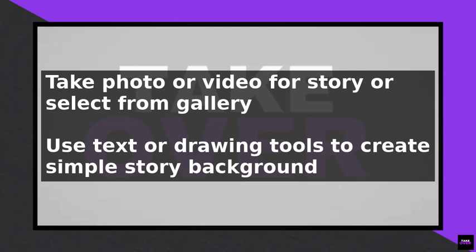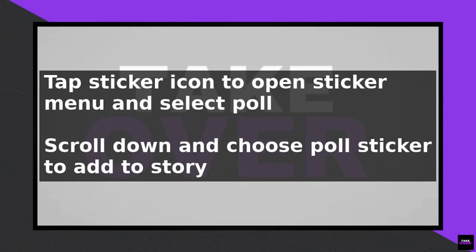Now, type in the question you want to ask in the poll, and add the 2 possible answers. You can customize the poll question and answers to fit your needs. You can also add more options to the poll by tapping the Add Option button. However, keep in mind that you are limited to 2 options for the basic poll sticker. If you want to add more options or create a quiz, you can use the quiz sticker instead.